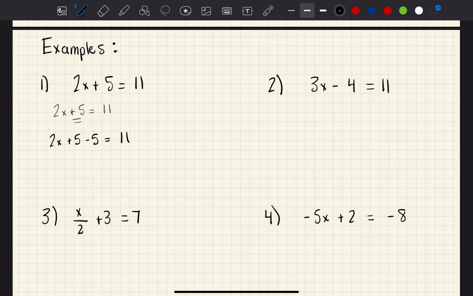And there's a rule. What we do on one side, we have to do to the other side. So we'll write minus 5 on this side. When we add and subtract that 5, it does cancel out. So we're left with 2x is equal to 11 minus 5, which is 6. Okay, now we're left with 2x is equal to 6.